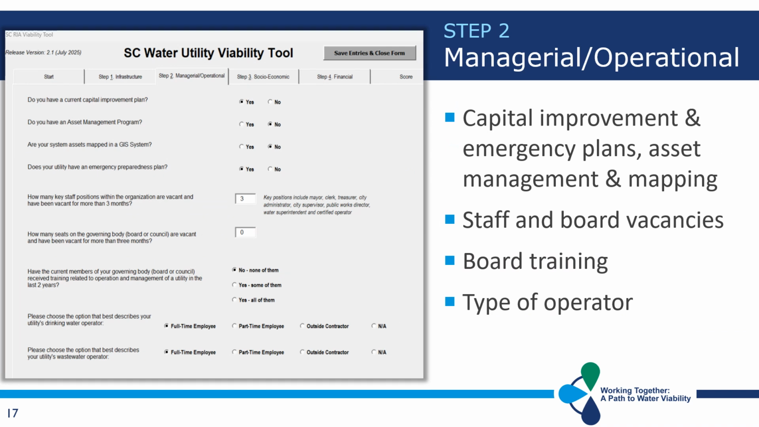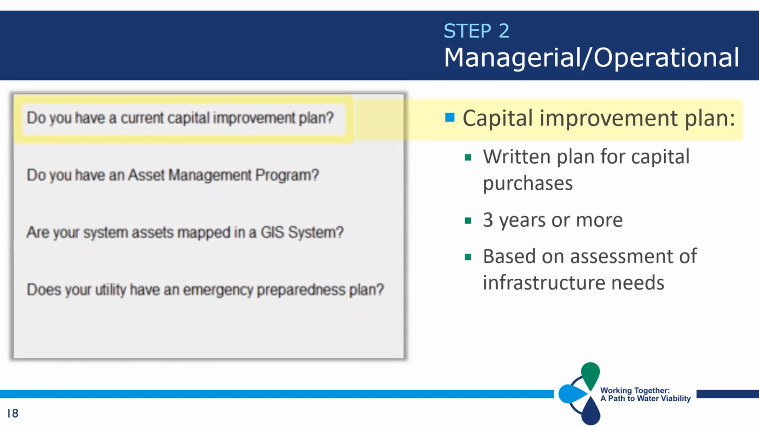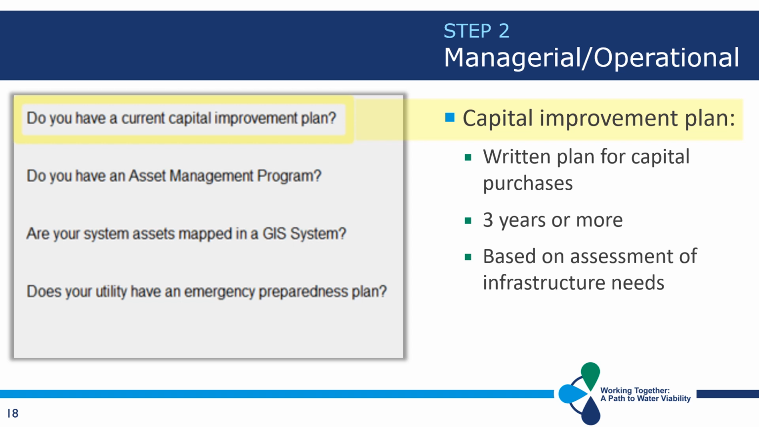The next section gets into general management and governance aspects of operations. Most of these are pretty straightforward, but there are some nuances to the first 4 questions. You should answer yes to the capital improvement plan question if you have a written plan for capital purchases for at least the next 3 years.